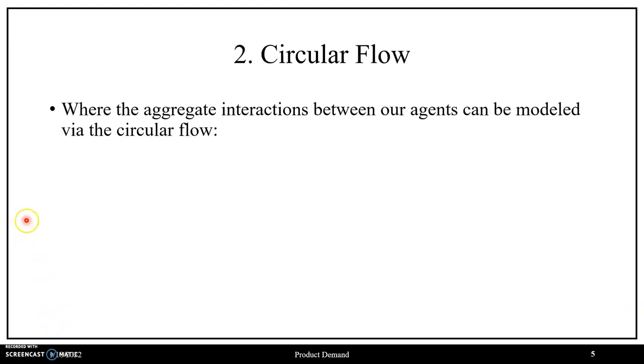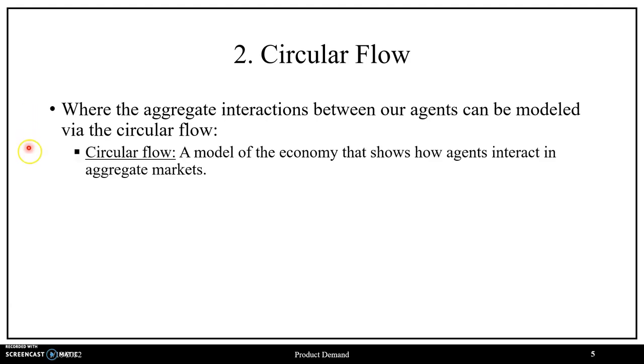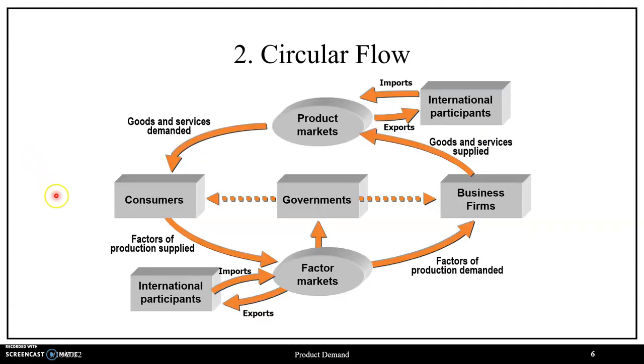Now, if we take a step back and just consider the aggregate interactions between our agents, we can model this graphically via the circular flow. That is, a model of the economy that shows how agents interact in aggregate markets. Where here we have our graphical representation in the middle, where on the left we have our consumers, on the right we have our firms, on the top we have our product markets, on the bottom we have our factor markets, in the middle we have our government agents, and if we are to consider an open economy, then we have our foreign agents in both our product and factor markets as well.